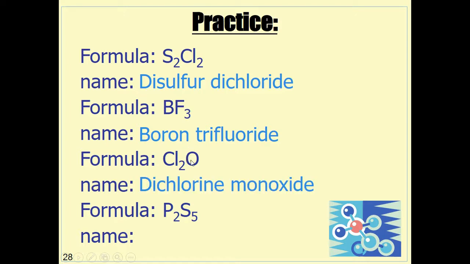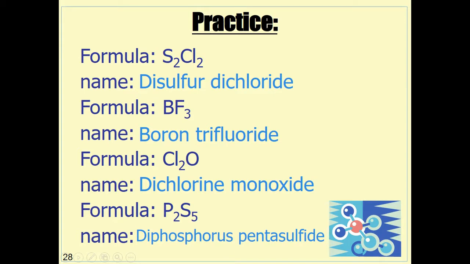Dichlorine monoxide. 2 chlorines, 1 oxygen. No double vowel. Diphosphorus pentasulfide. 2 phosphoruses, 5 sulfurs. Replace the ending with IDE.